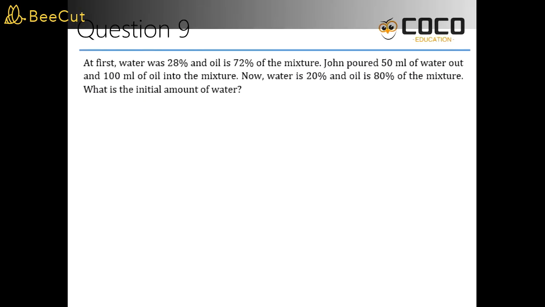Question 9. At first, the water was 28% and the oil is 72%. So 28 out of 100. Simplify this, divided by 4, 7 over 25. And 72%, 72 out of 100 divided by 4, 18 over 25.